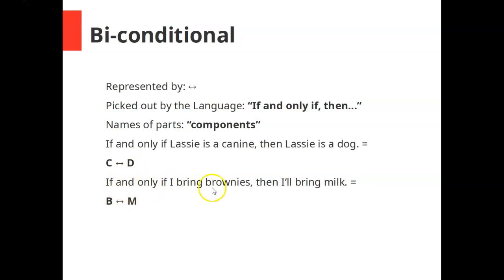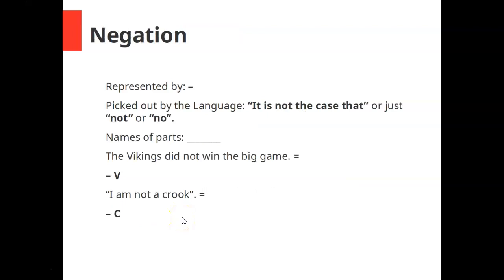If and only if I bring brownies, then I'll bring milk. B, biconditional M. B stands for I will bring brownies, or I bring brownies. M stands for I'll bring milk. They are the components. B and M are the components. B, biconditional M. And then lastly, the negation.